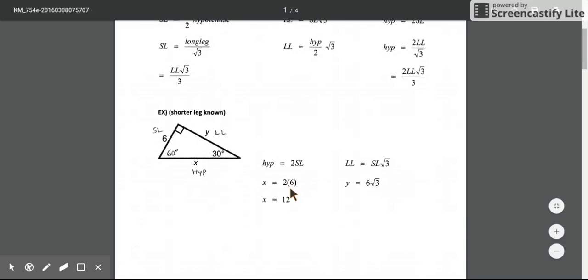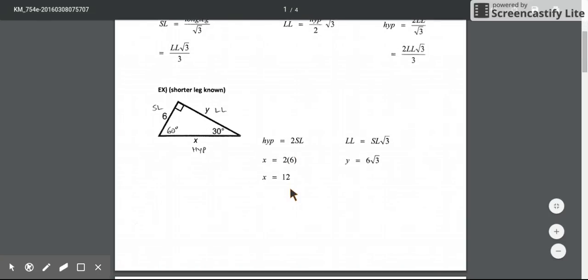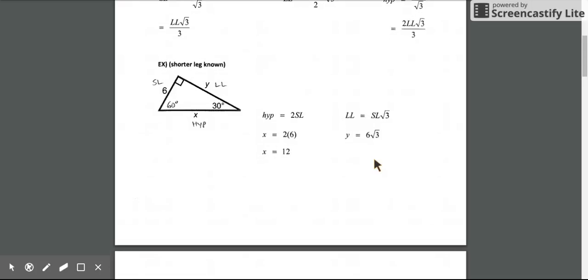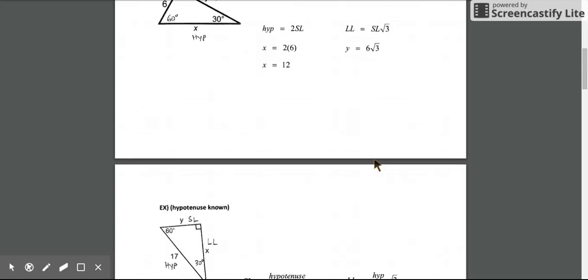Let's do some examples. There's really three types of questions with a 30-60-90 special right triangle. In our first version, we know the shorter leg, in which case it makes solving for the longer leg and the hypotenuse pretty easy if you know your properties. So if I double the short leg, I get the hypotenuse. So if I double 6, my hypotenuse is 12. If I multiply my short leg by the square root of 3, I get the longer leg. So the longer leg is 6 times the square root of 3. It's not much math to do if you just know your properties for these special right triangles.